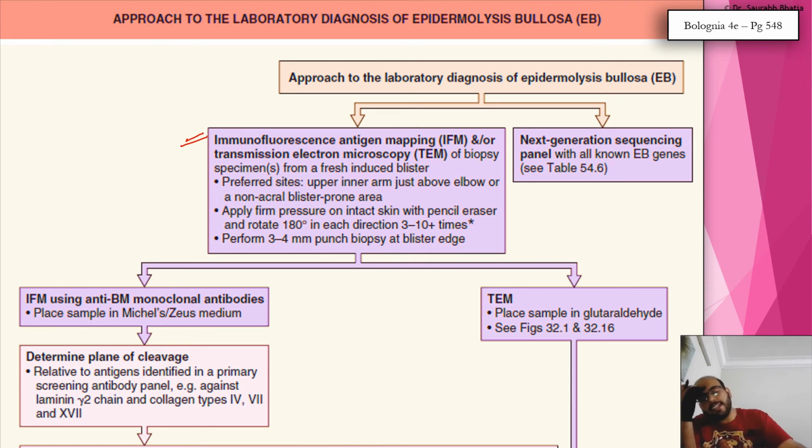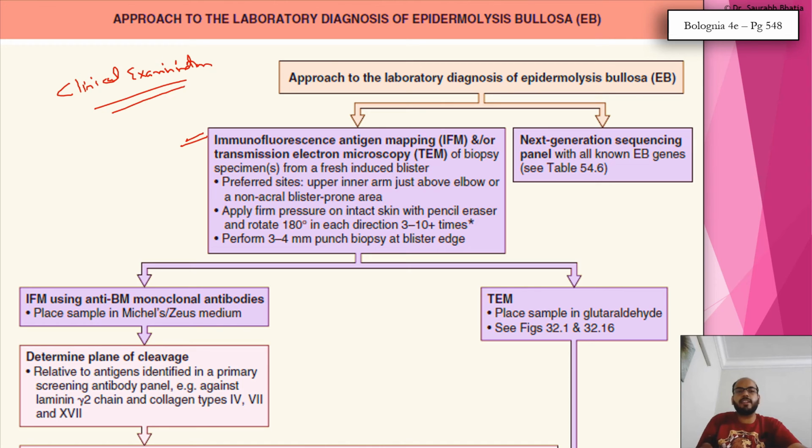Now, I know that in India, access to these modalities of investigation is not there. This is just a flowchart in Bologna. If I was here, I would add clinical examination first. So if you're making a flowchart like this, add a box of clinical examination first. And in clinical examination, you should write: if there's nail dystrophy, scarring, milia, go for junctional or dystrophic.